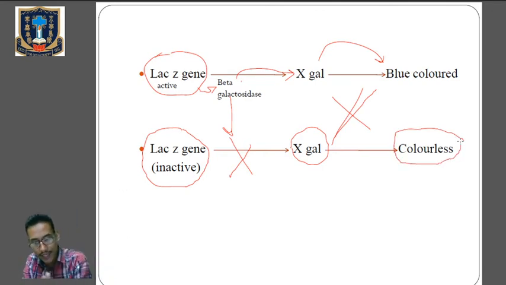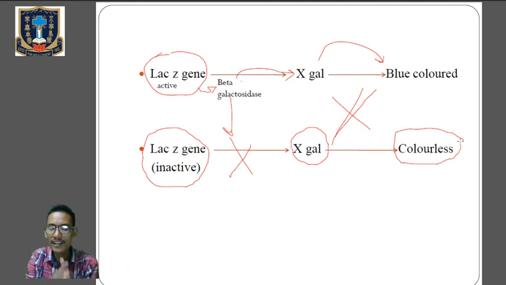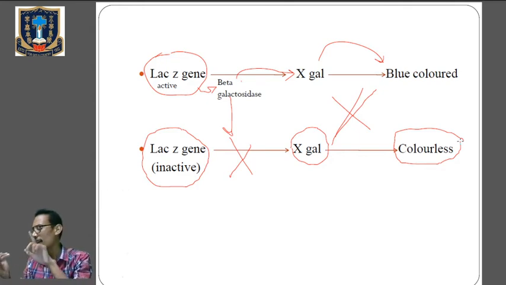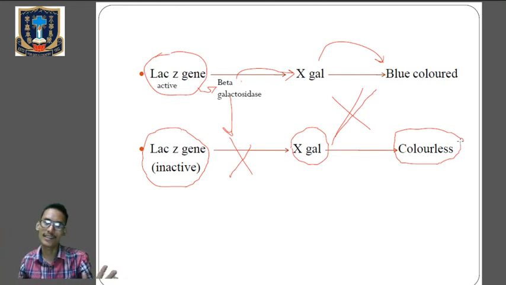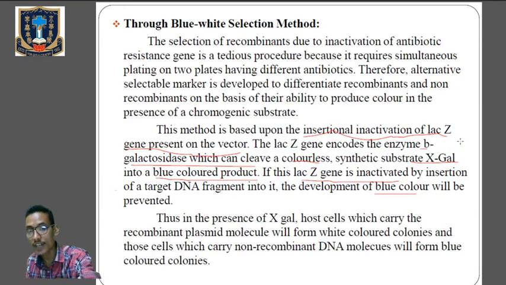So from here, can we differentiate the recombinant bacterial cells and the non-recombinant bacterial cells? Yes or no? Obviously yes, we can differentiate. Those recombinant bacterial cells we can simply identify, because they will not impart the blue colored colony. If the LacZ gene is inactive, it will not produce the enzyme beta-galactosidase, and that enzyme will not cleave the substrate X-gal and will not produce the blue colored colony. It will simply produce the white colony, or it will become colorless. So this way we can differentiate between the recombinant and the non-recombinant bacterial cells.